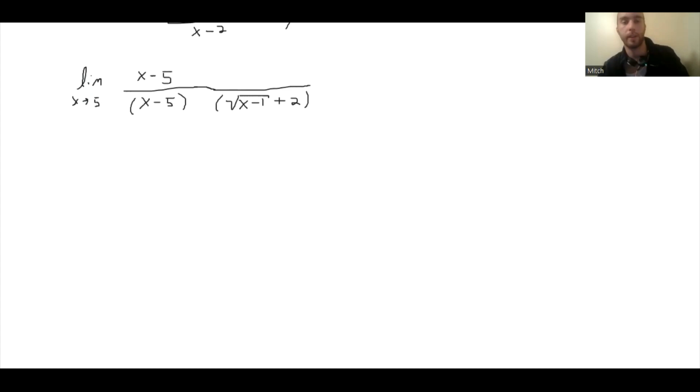And then boom, x minus 5 on the top, x minus 5 on the bottom. The limits of these functions must be equal. So those cancel out. And now we can just evaluate this specifically. And we get 1 over root of 5 minus 1 is 4. 2 plus 2 is 4, so 1 over 4, that's our limit.